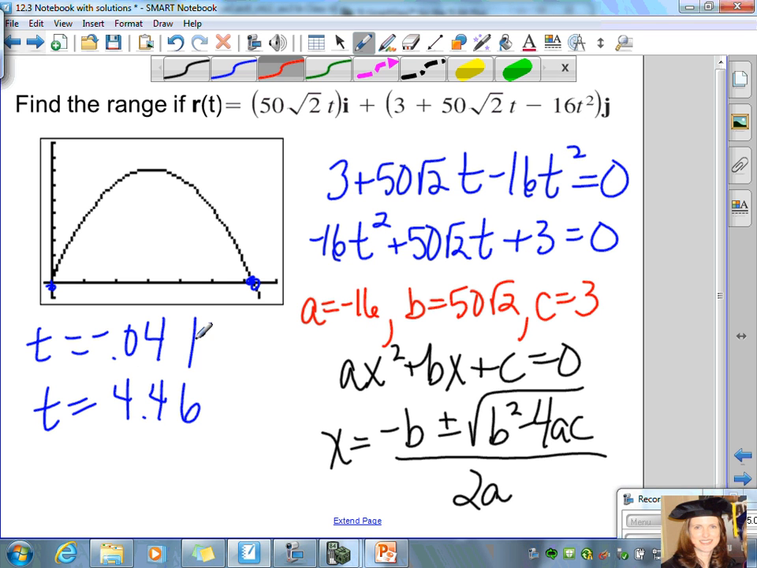So we can disregard the negative value for time. So doing this with a minus sign, we get t equals 4.46. To find the range, we want to plug that value back into the original position vector valued function.